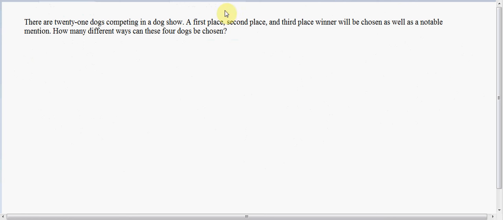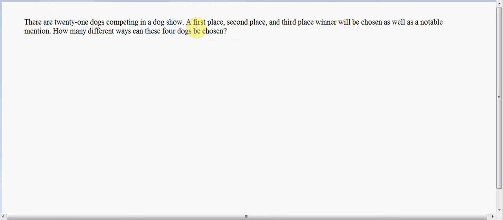And our last problem here, it's going to be a permutation question. This question says there are 21 dogs competing in a dog show. First place, second place, and third place will be chosen, as well as a notable mention. How many different ways can these dogs be chosen?